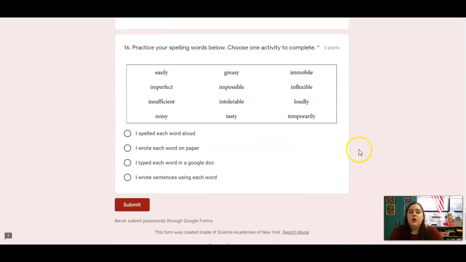And then lastly, we're going to practice those spelling words again. So same words. You're going to pick one activity to practice for your spelling assessment, which is coming up.